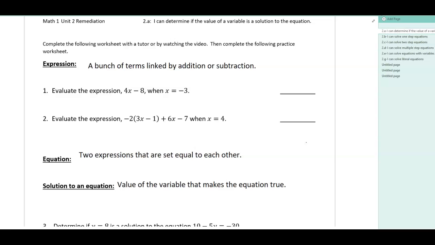Hello Math 1. So this video is on standard 2.a, which is determining if the value of a variable is a solution to the equation.